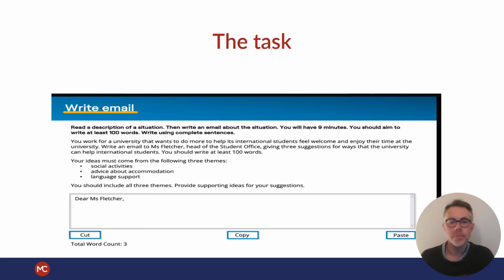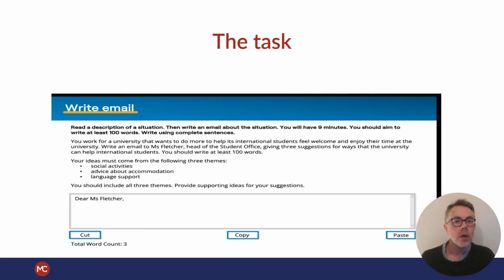I'll read it through with you, and we'll pay attention to the requirements. Okay, so read a description of the situation, then write an email about the situation. You'll have 9 minutes. 9 minutes is very short. You should aim to write at least 100 words. Aim for 100. You can write up to 120, or down to 50, but aim for around 100. Write using complete sentences. Even though it's an email, you still must use complete sentences.